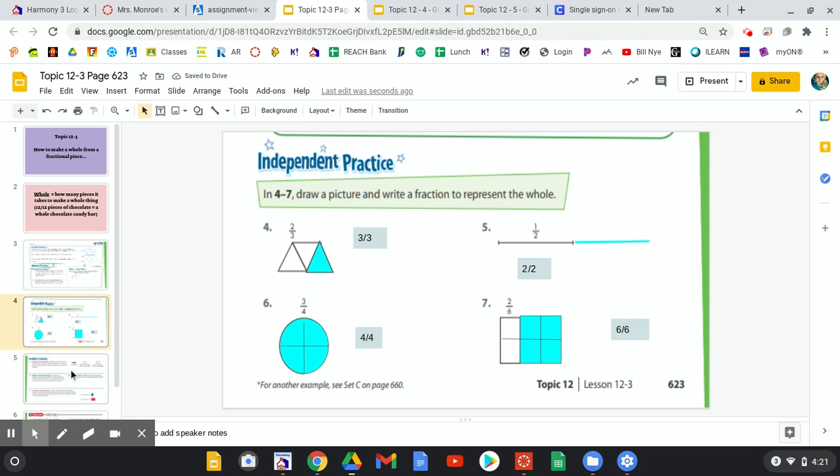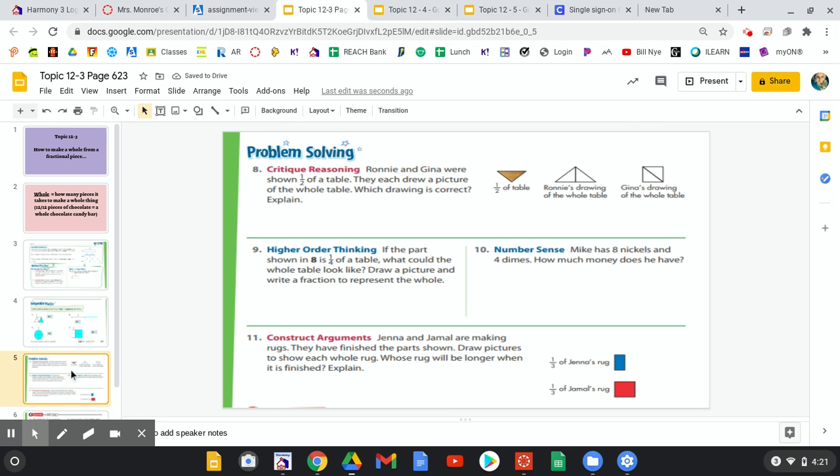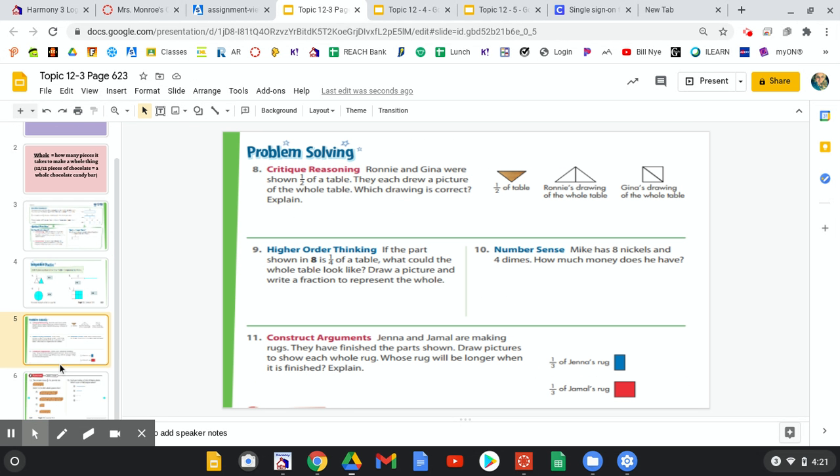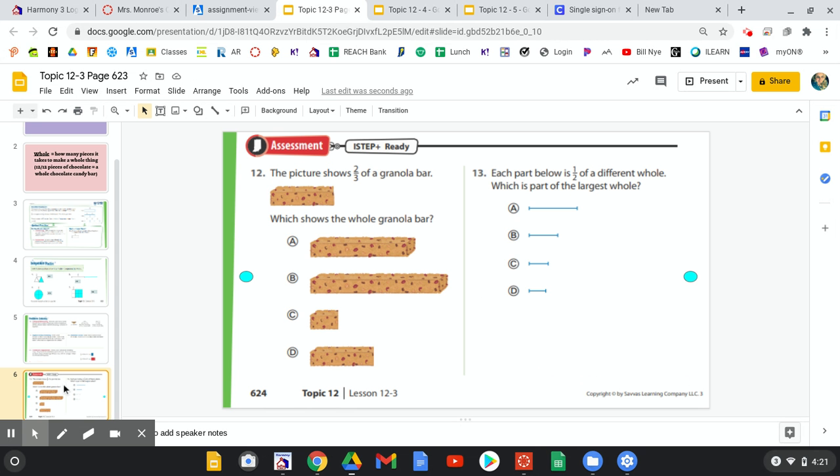Okay. Go ahead and flip over to the back. We're going to skip on down to the back of the page down here where it says I step and ready. So this is number 12. We have one that's similar to this in Solvus today. This picture shows 2/3 of a granola bar. So even though this is just one piece, it's supposed to be 2 pieces.